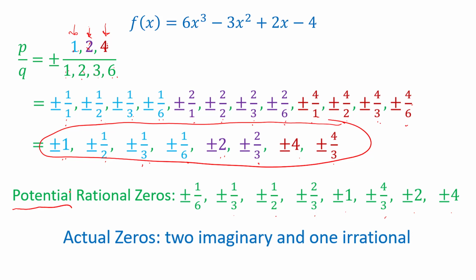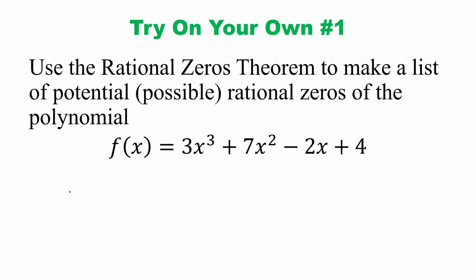They don't really guarantee you anything. Okay, let's go on to the first try on your own. Use the rational zeros theorem to make a list of possible rational zeros of the polynomial f of x equals 3x cubed plus 7x squared minus 2x plus 4.